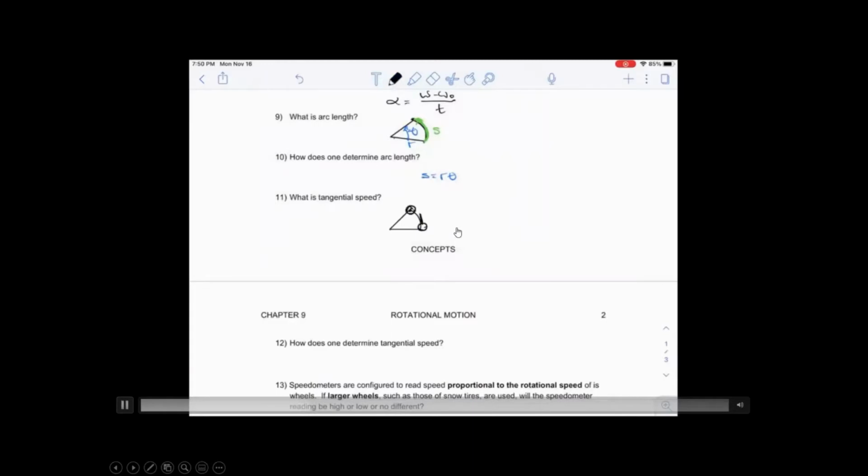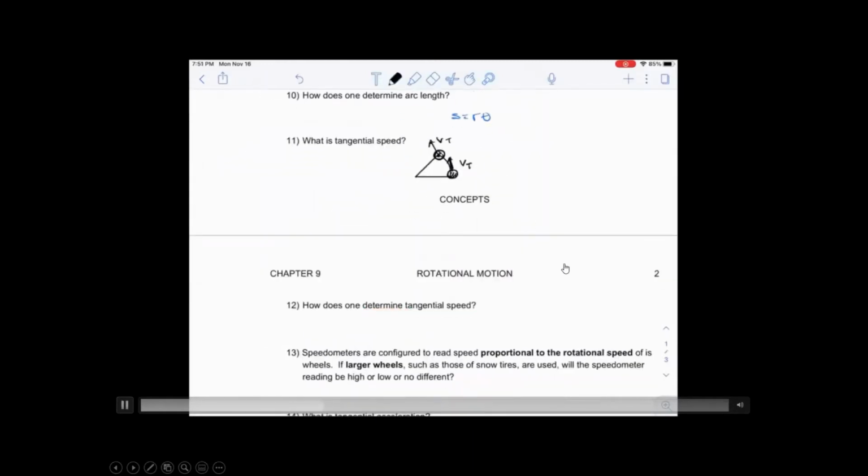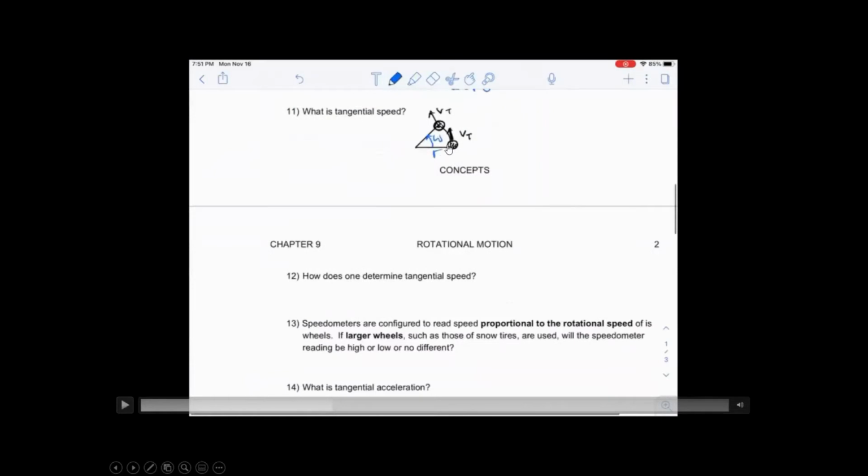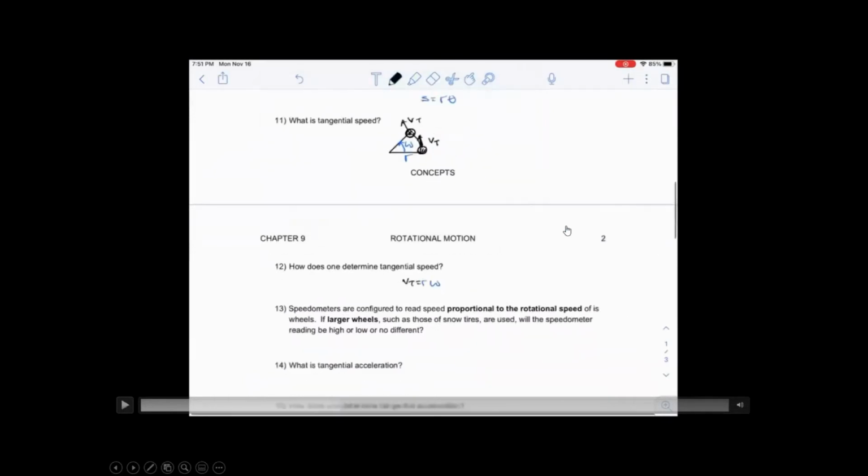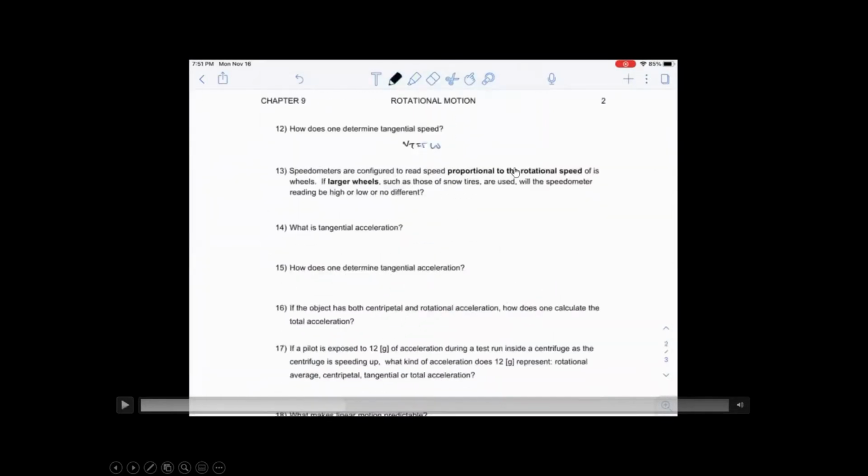Tangential speed is the speed along the direction of the curvature, along the direction of the curve. If you know the rotational speed, you can figure out the tangential speed at any radial distance you like. Speedometers are configured to measure the rotational speed of the car. The actual speed of the car depends on the radius of the tires, because you take this rotational speed and multiply it with the radius of the tire, right? So if you have large wheels, the car is going to be moving faster than what's on the speedometer.